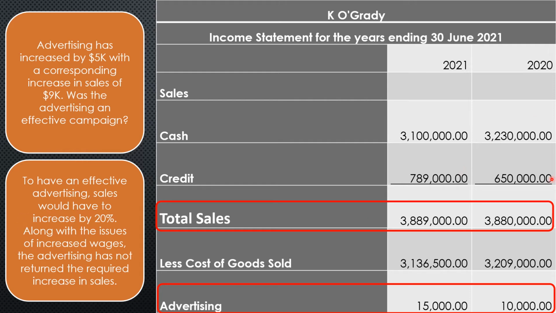Now, in your exam, you will have some various analysis on the right-hand side here, which will compute all of the increases or decreases in accounts between the previous year and the current year. But I've actually done that for you. Now, along with the issues of increase in wages, which we'll discuss later, the advertising has not returned the required increase in sales. Now, the 9,000 increase has given rise to a 0.23% increase in sales from the previous year, which is well below the target of 20%.